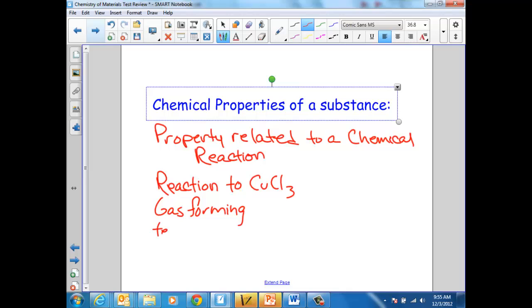Temperature change. Fred? Color change. Color changing. And guys, don't get confused with this one. Color change is different than its color. This means that it starts one color and it ends up a different color. So we've seen a color change. Madison? Precipitate. Yes.